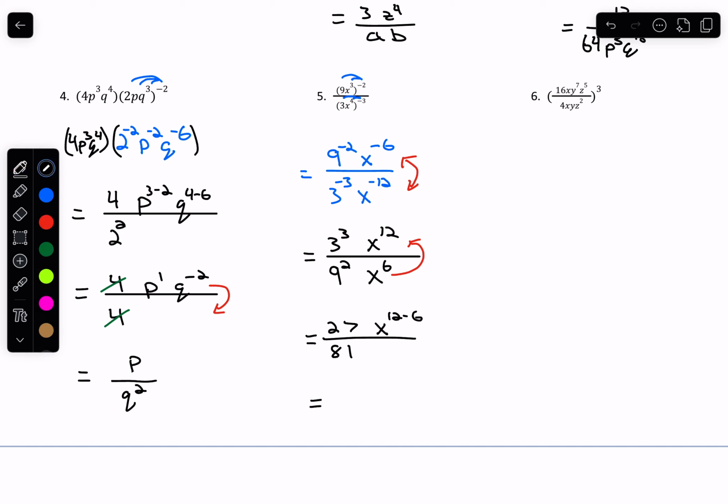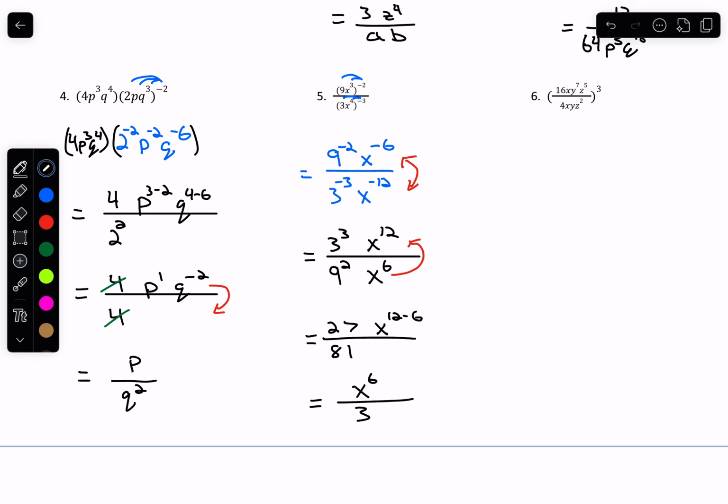27 over 81 leaves a fraction of 3 on bottom and 1 on top, because 27 and 81 are almost the same number, really. 27 is just 1/3 of 81. So I can figure that out by dividing both the top and bottom by 27, and I'll get 27 divided by 27 is 1 on top, and 81 divided by 27 is 3 on bottom. And then x to the 12 minus 6 is just x to the 6. So I end up with x to the 6 over 3.